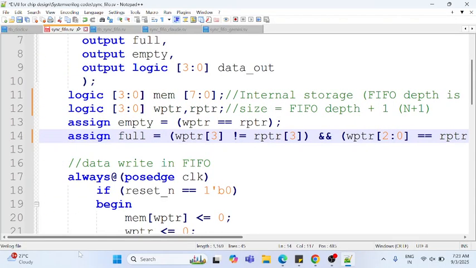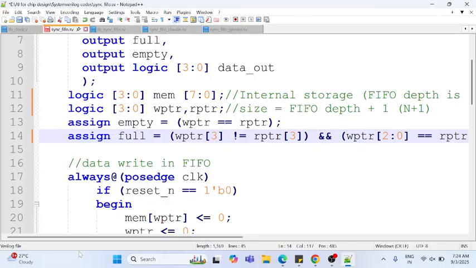The empty condition is whenever read pointer is equal to write pointer, then it is called empty. What does it mean? When you have written in 3 locations and you have read the data from 3 locations, both read pointer and write pointer will be equal. Read pointer will be equal to 0, write pointer will also be equal to 0.